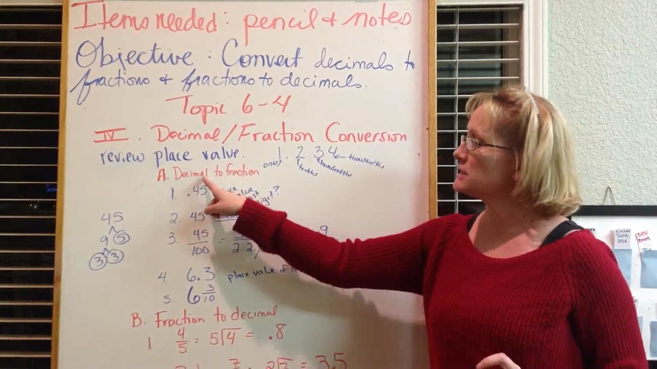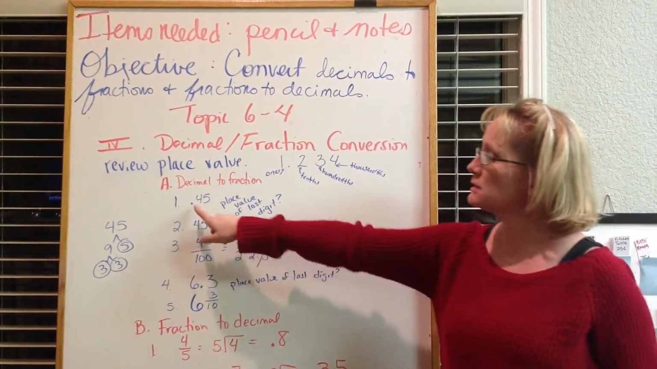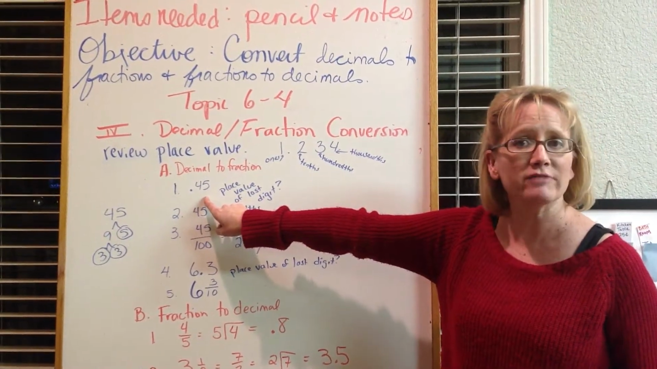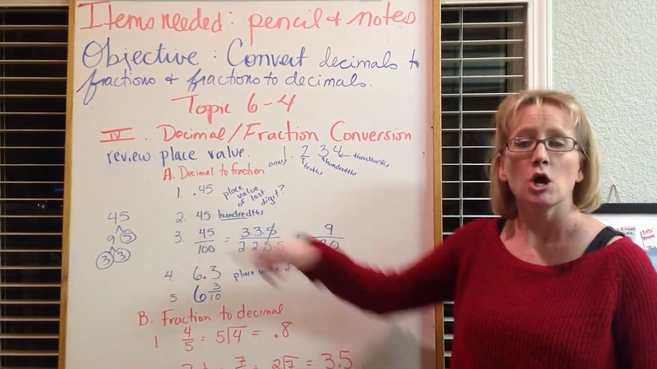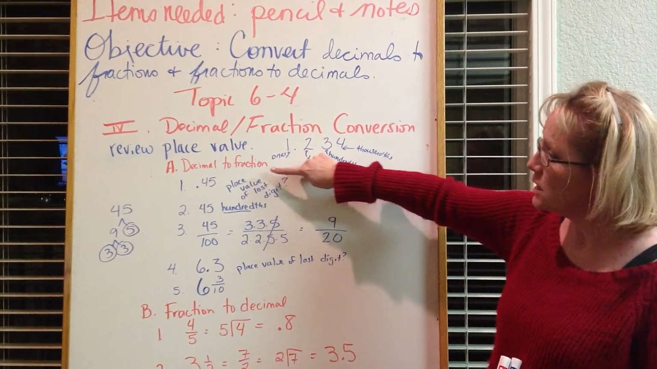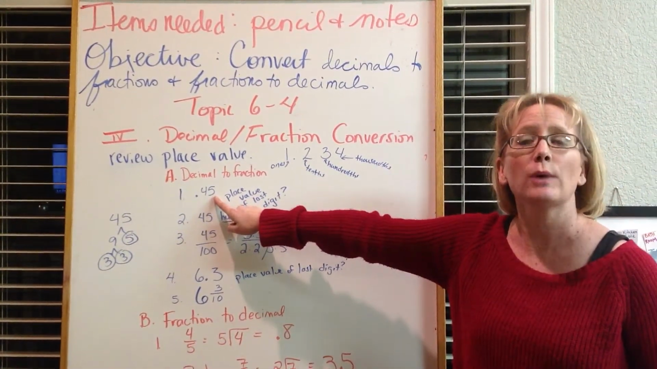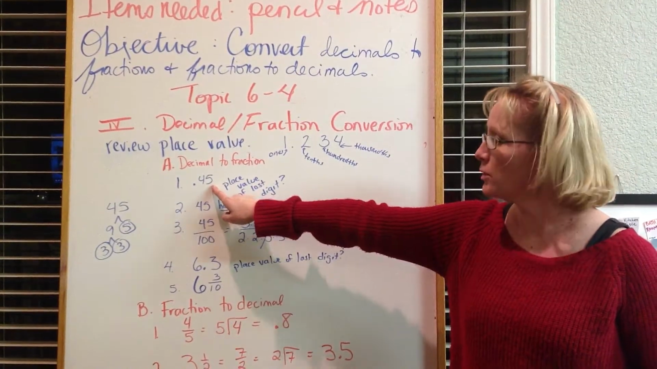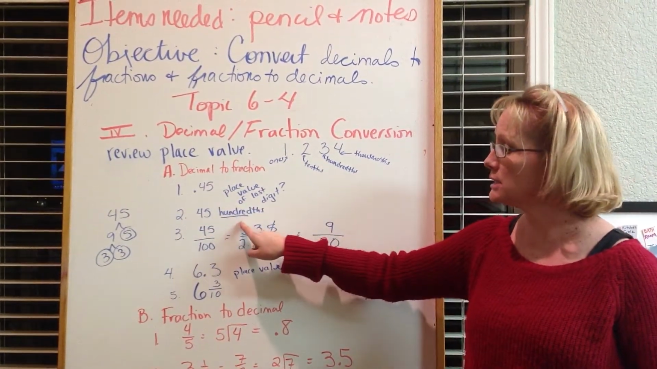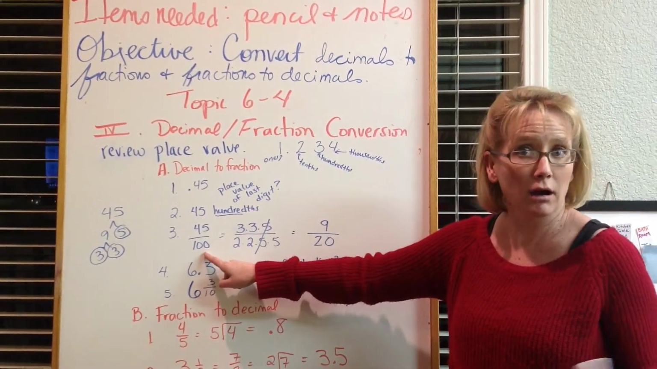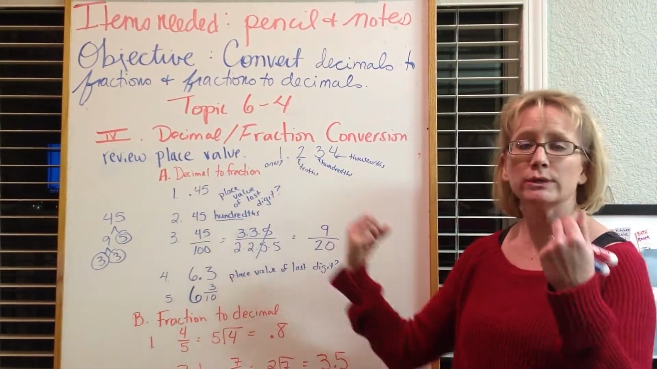So we're going to convert decimals to fractions, and they've given us this number, 0.45, or how the big kids say it, 45 hundredths. When you name the place value of the last digit, hundredths, that tells you how to turn it into a fraction. We're going to turn 45 hundredths into 45 over 100. And then all we have to do is reduce it.